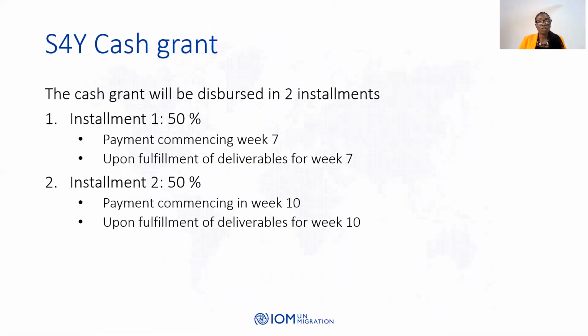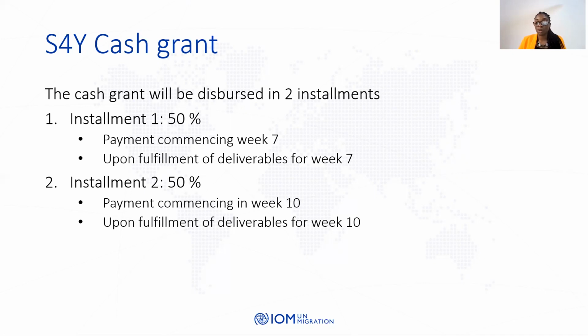Now, for the Standing for Youth Initiative cash grant, it will be disbursed in 2 installments. The first installment would be 50% and the remaining 50% will be disbursed in week 10. So the first installment of 50% will be disbursed commencing week 7, which is the week that you're currently in. And this, of course, will be based upon the fulfillment of the deliverables for week 7.